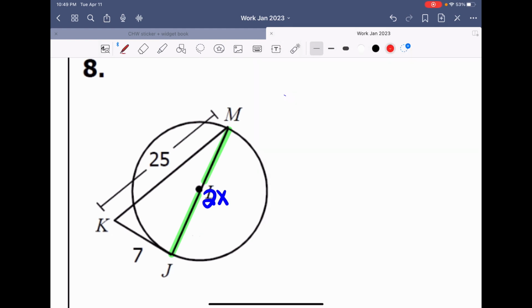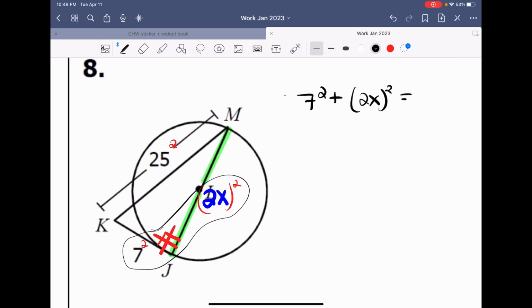All right, you're going to put your 90-degree box in J, and that's where the plus sign goes, so you want to square them. And then you're going to be adding those right there. 7 squared plus 2x squared equals 25 squared. Okay, so 7 squared. Here we can just do 2 times 2, which is 4, and then x squared equals 25 squared. You guys should be able to finish it from there.